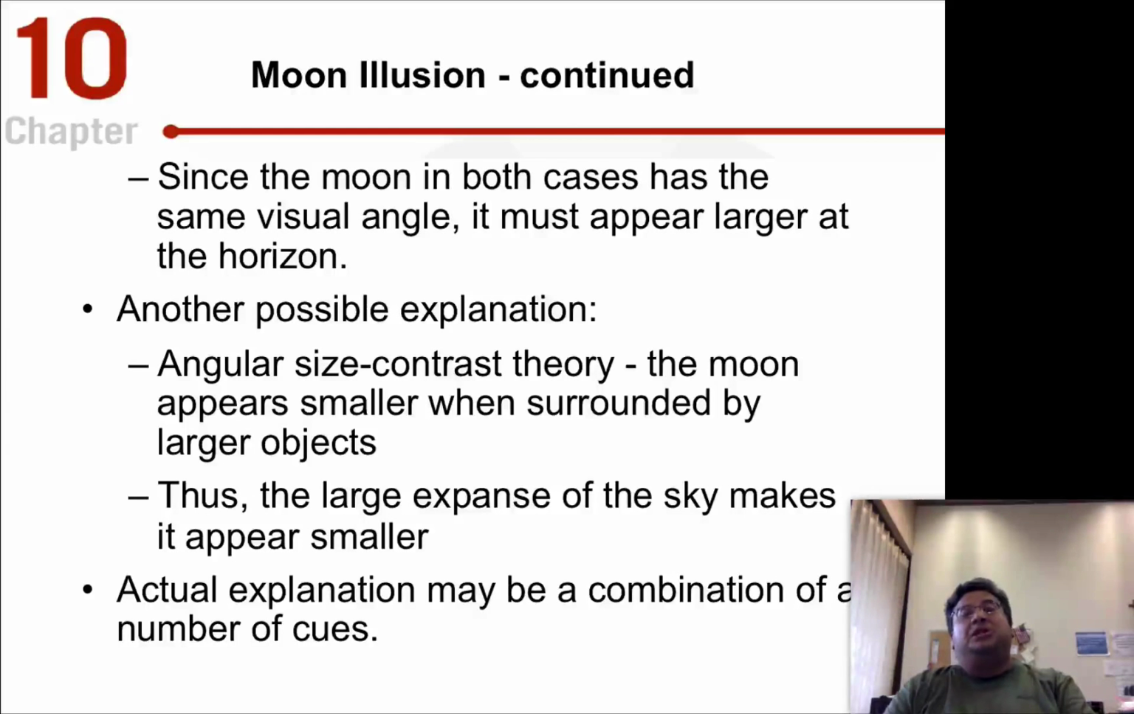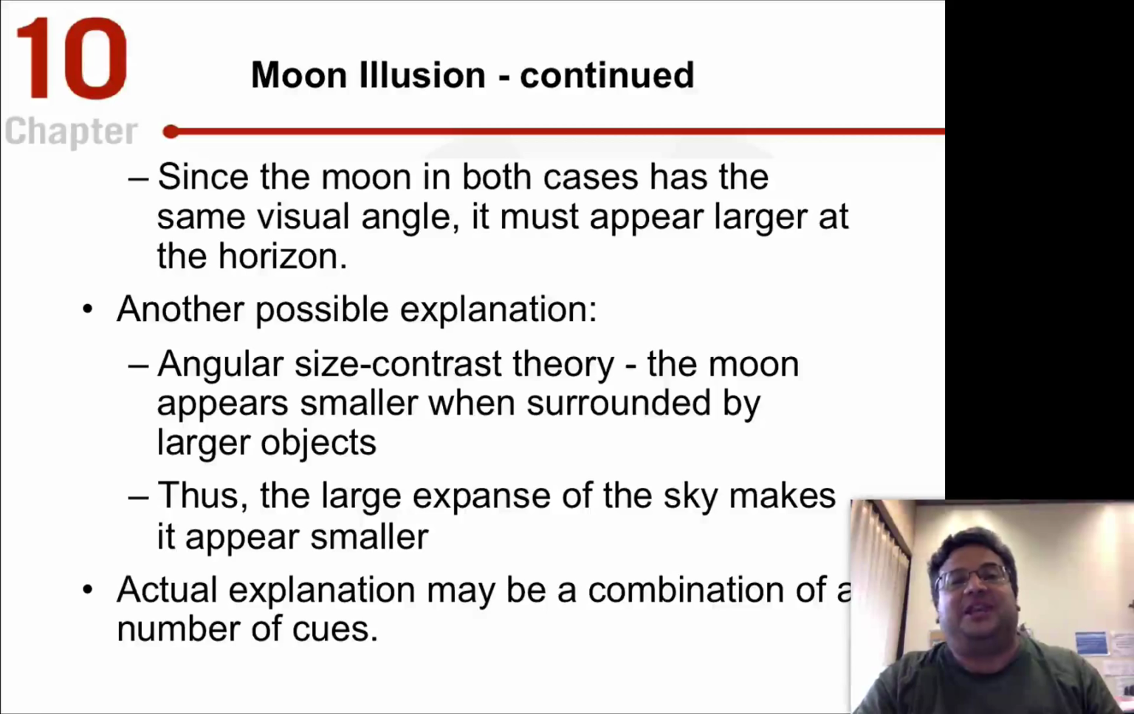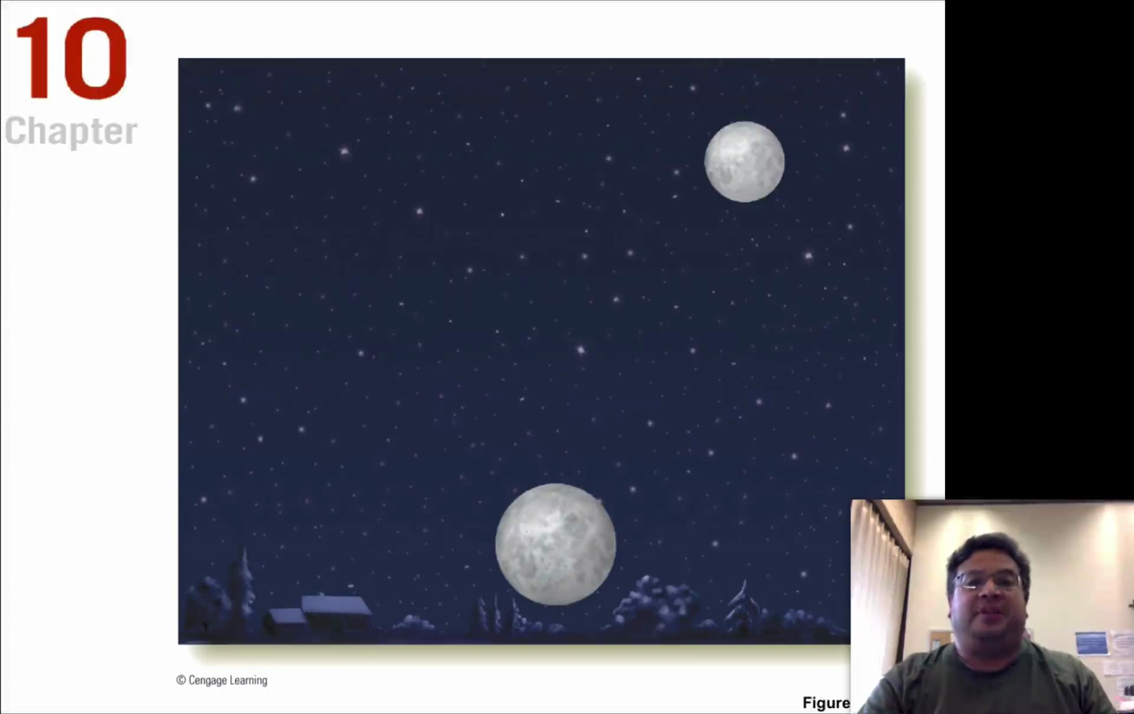I mean, the moon really does look ginormous when it's close to the horizon, and then it shrinks when it's in the sky, and we really don't have an explanation yet as to why our brains are doing that. And here's a great picture of it. The two moons in this picture are identical in size. But in fact, the one on the bottom looks bigger than the one on the top.